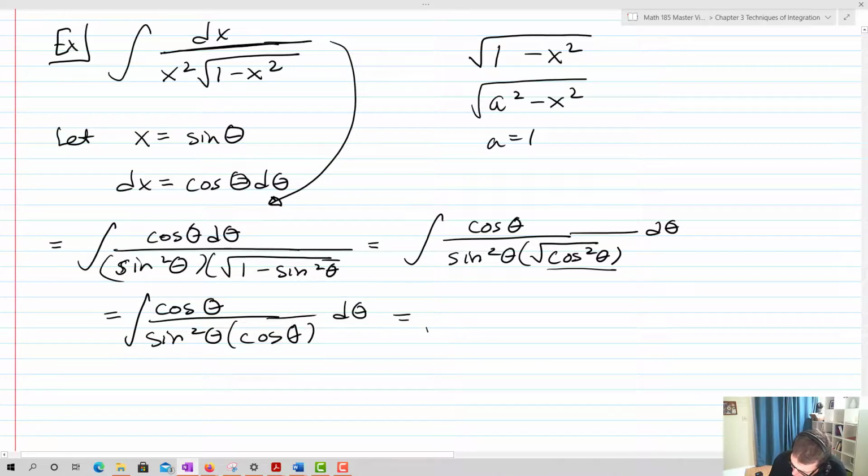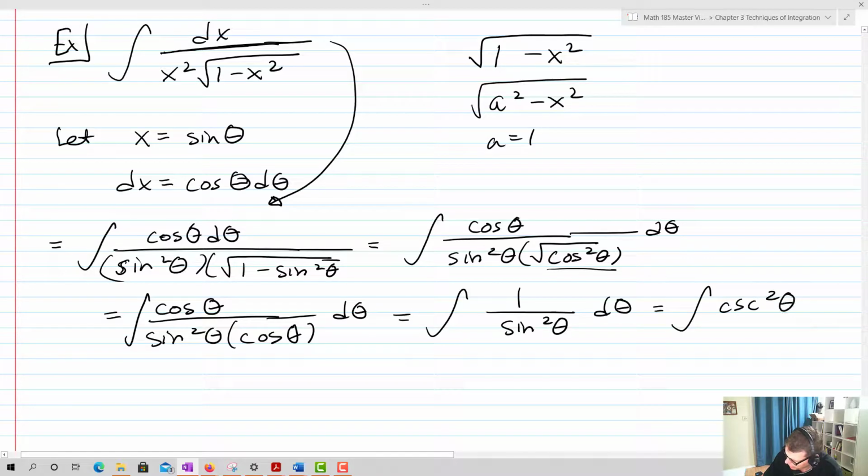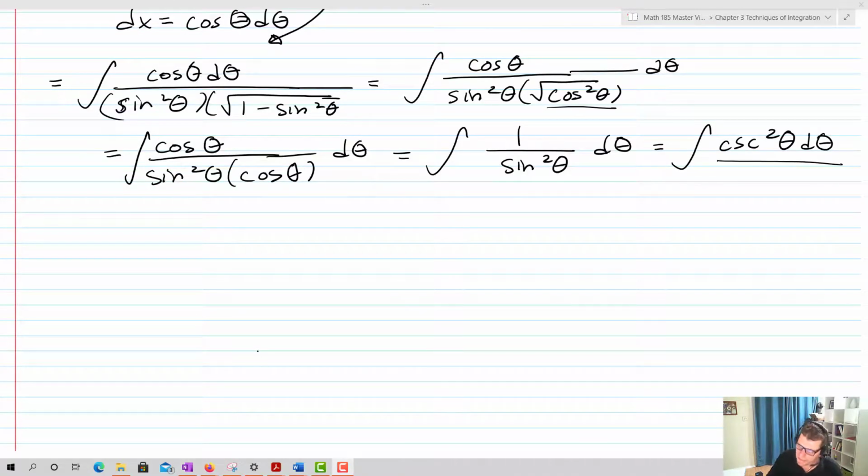And so this ends up being the integral of 1 over sine squared theta d theta. And that is the integral of cosecant squared theta d theta. So the antiderivative of cosecant squared theta is going to end up equaling negative cotangent theta plus c. So now I've integrated, I'm good.